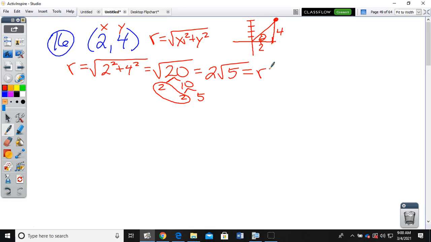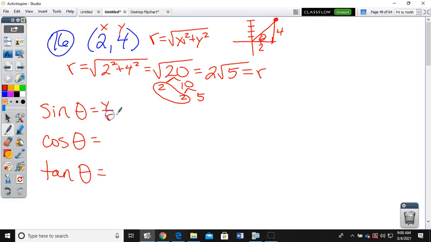Now I'm going to do sine of theta, cosine of theta, and tangent of theta. And I say it in my head: U rock, excellent rock, U excellent. And from here it's just plugging in what I know. What is y? 4. Divided by r.